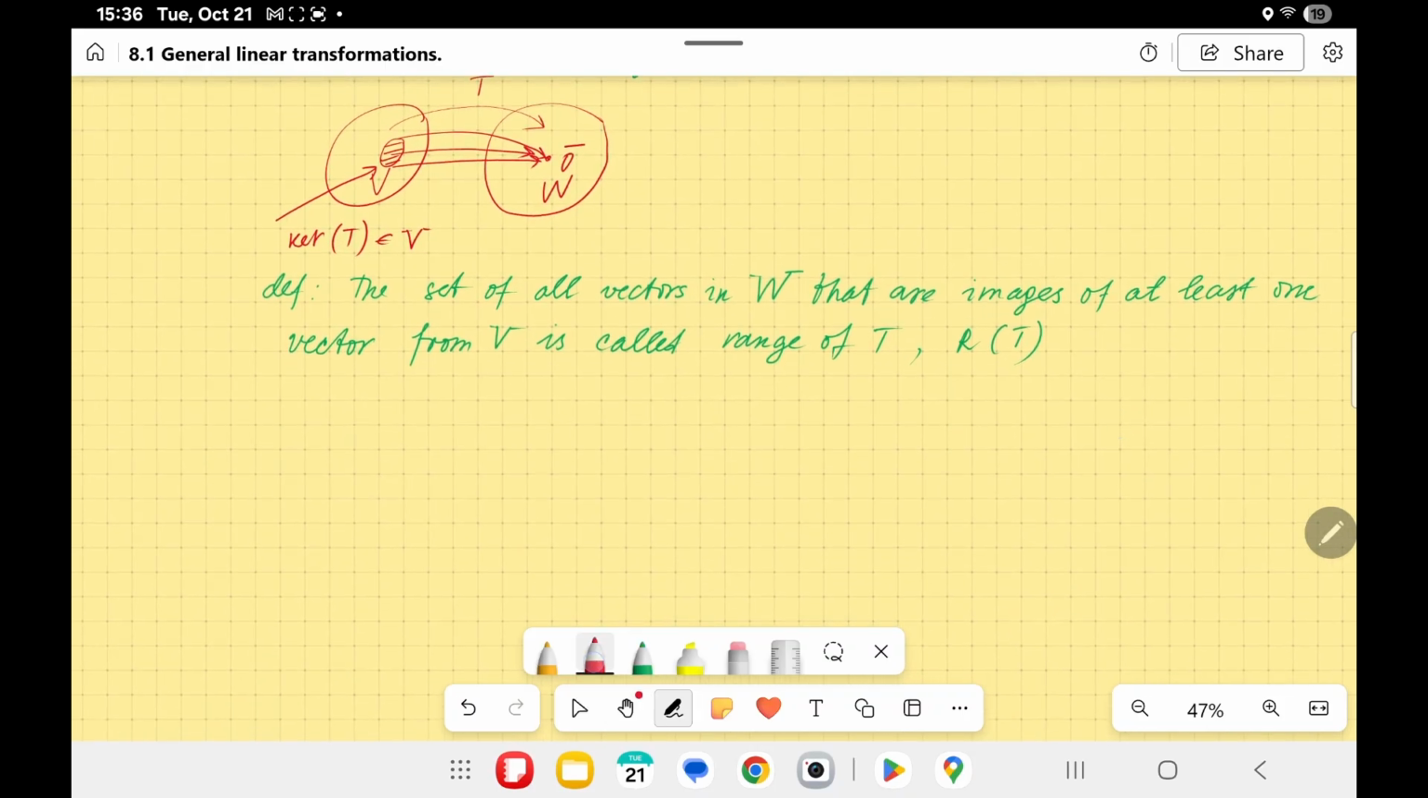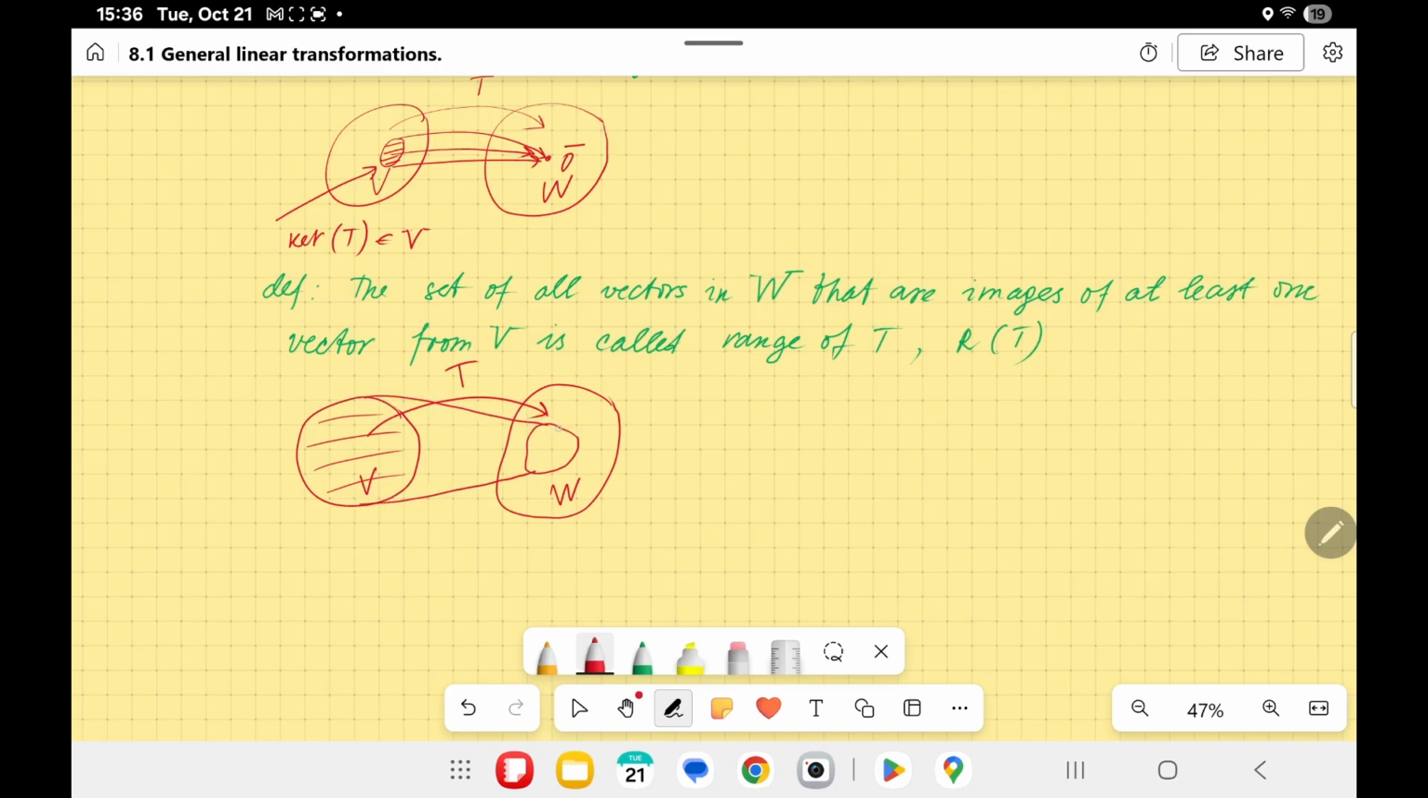Visualization for range. V is W, and this is transformation T. Well, it can happen that you start using all these vectors and they do not take the whole space W. They take some part. Maybe they take the whole space, but maybe they take some part. This part, which has something in the back, which are images of some vectors from V, is called the range of T.